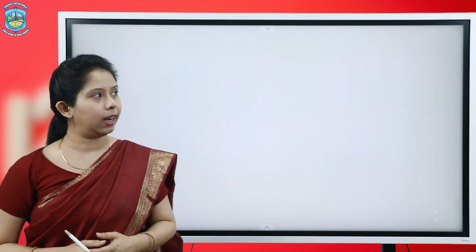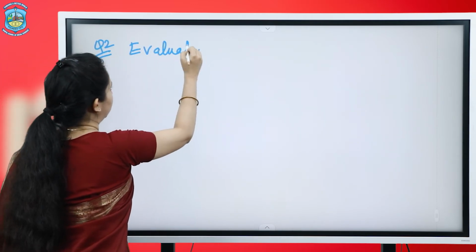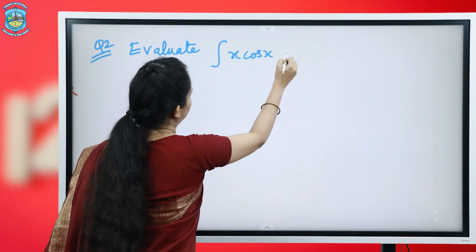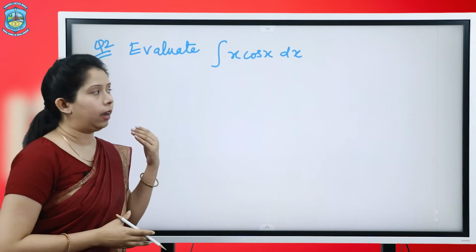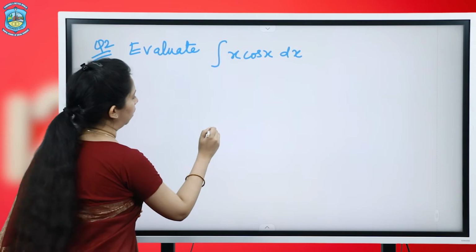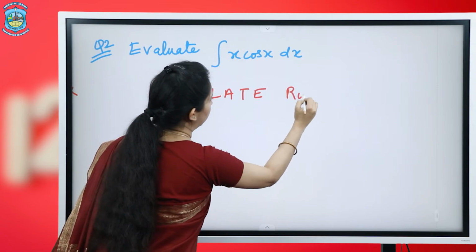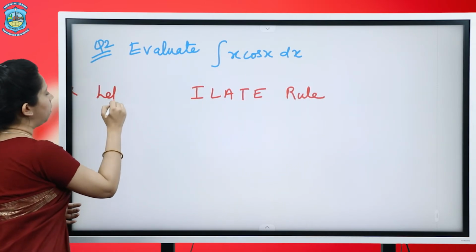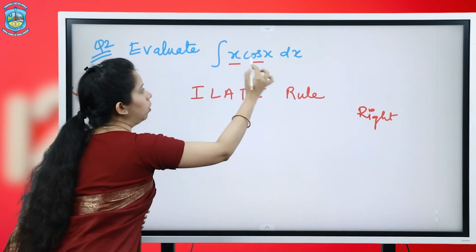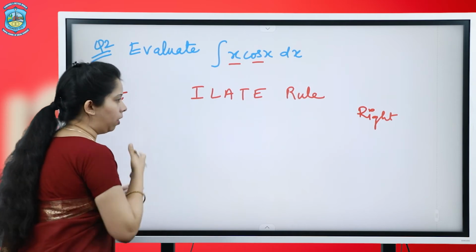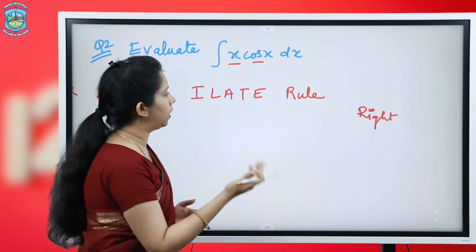Now we'll start with the second question. You have to evaluate integral x cos x dx. Here also we have a product of two functions, so we cannot apply the integration for elementary functions. So again we'll use the ILATE rule. According to the ILATE rule, we move from left side to right side. Out of these two functions, whichever function comes first, moving from left to right, will be treated as the first function and the other one will be treated as the second function.